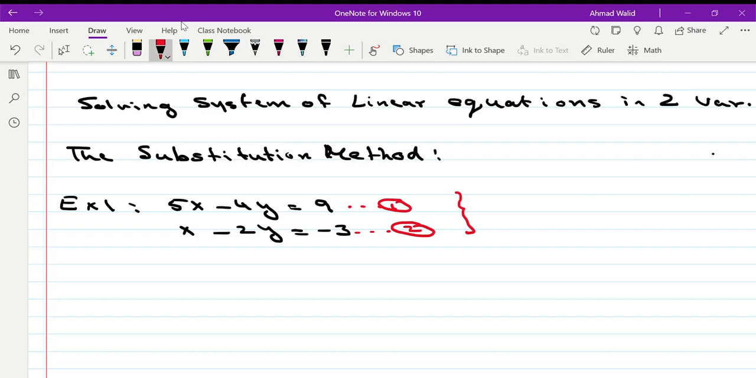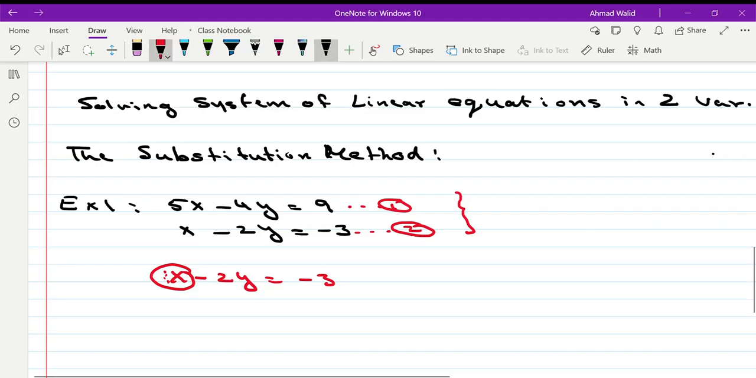Look, equation number 2, I have x minus 2y equals negative 3. It is really easy for me to solve this equation for x. Why easy? Because the coefficient of x is 1. If I have this opportunity, that the coefficient of one of the variables is 1, I will solve that equation first for that variable. How? Solve this equation for x.